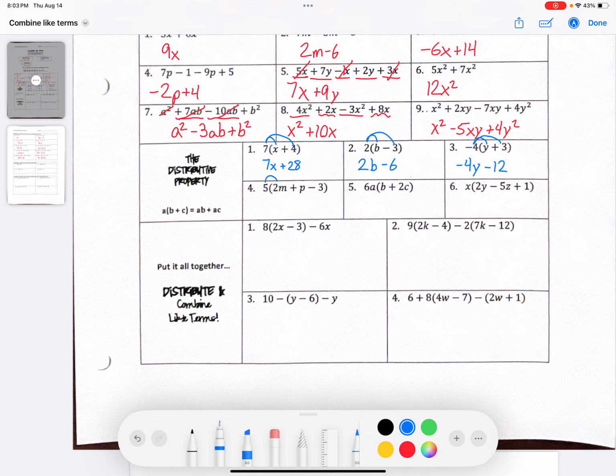Next up, we're going to distribute 5. So 5 times 2m is going to give me 10m. You just do 5 times 2 and keep the m. Then 5 times p is just going to be plus 5p. And then 5 times negative 3 is negative 15.